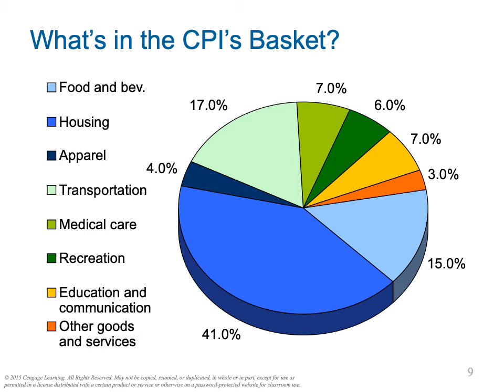A relatively large chunk, in fact the second largest portion of the basket, is transportation. Medical care, recreation, education, communication all take up roughly the same 6 or 7%, and then other goods and services only 3%. If you look at those categories, you should be like, yeah, that kind of makes sense. That's probably about roughly how I spend my money. So that makes sense as what would constitute a consumer's basket, the average consumer's basket.